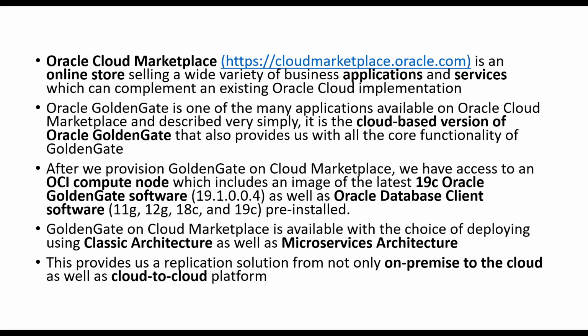GoldenGate on Cloud Marketplace is also available in two offerings. We can go for the classic architecture or the new microservices architecture, depending on what our requirement is. So GoldenGate Cloud Marketplace provides us a method of moving data not only from on-premise to the cloud, but also between clouds as well. So it's an on-premise to cloud, as well as cloud-to-cloud platform real-time data replication tool.